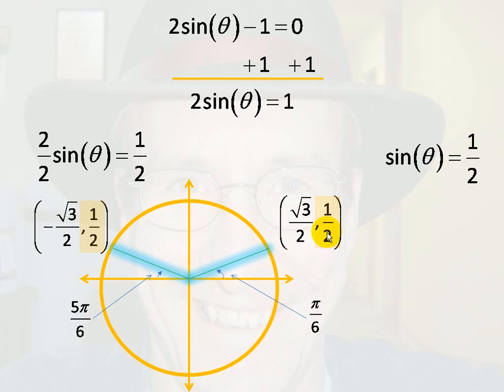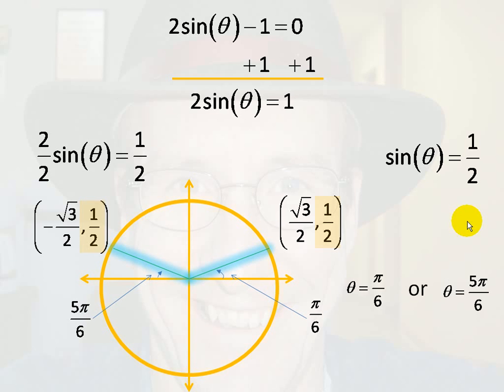Sine of pi over 6 is 1/2, so that's definitely a solution. And sine of 5 pi over 6 is equal to 1/2. So both of those angles are solutions to this equation. So we have theta equals pi over 6 or theta equals 5 pi over 6.